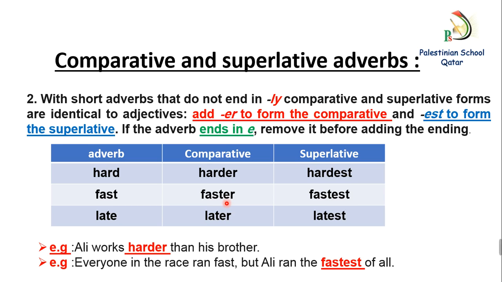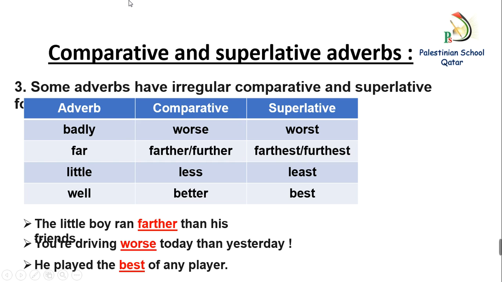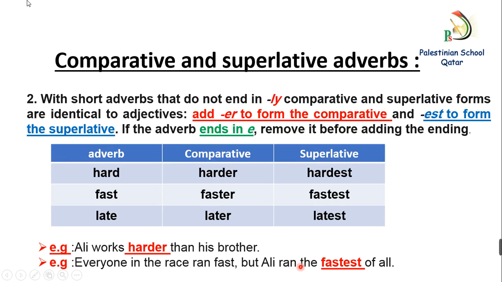So in this case, we treat it as one syllable. Hard, one syllable, so we give it er and est. Fast, also one syllable, give it er, est. Late, also one syllable, give it er, est. Late, later, latest. Fast, faster, fastest. Hard, harder, hardest. Example, Ali works harder than his brother. And example, everyone in the race ran fast, but Ali ran the fastest of all.